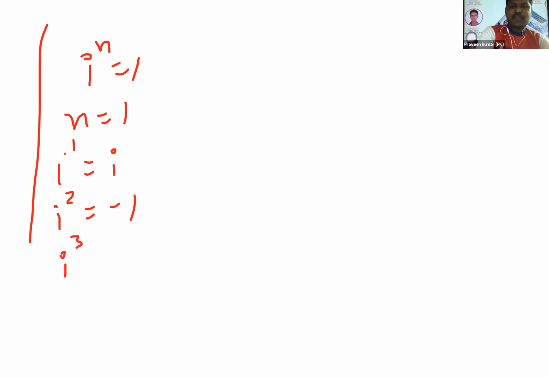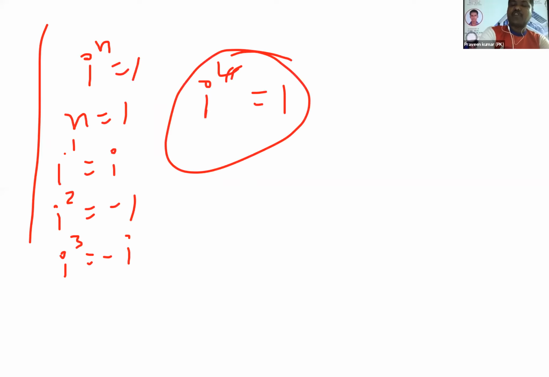i power 1 is i. In place of n, substitute 2: i power 2 is minus 1. i power 3 is minus i. i power 4 is 1. If you substitute, the least value where you get 1 is n is 4.